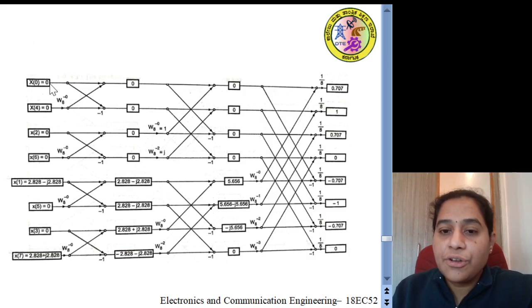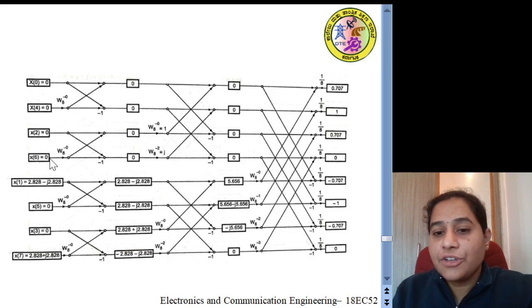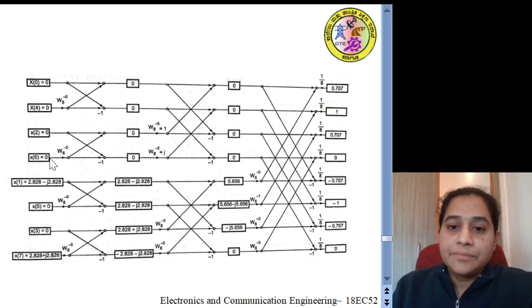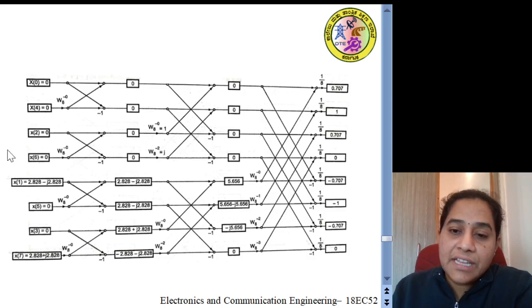So x of 0 is equal to 0, x of 4 is equal to 0, x of 2 is equal to 0, again x of 6 is equal to 0. Then x of 1 is equal to 2.828 minus j 2.828, x of 5 is equal to 0, x of 3 is equal to 0, x of 7 is equal to 2.828 plus j 2.828. Now we are giving the input to this particular DIF FFT algorithm for computing IDFT in bit reversal order.